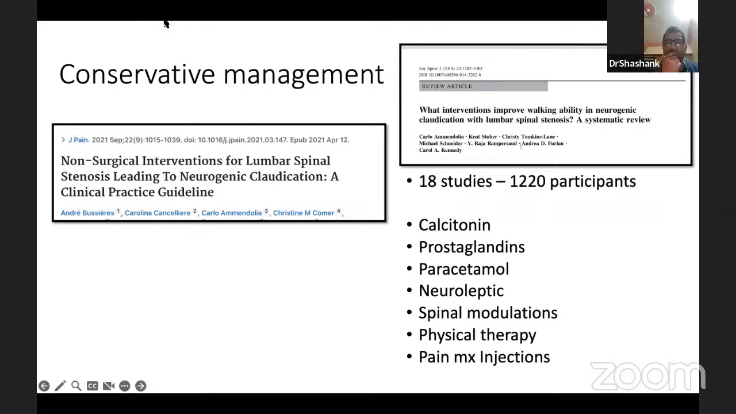Sir, I wanted to ask one more question. You have told that in a tight canal, we should not give the epidural injection because it will exacerbate the problem. So in which case of canal stenosis do you think the epidural injection will work better?